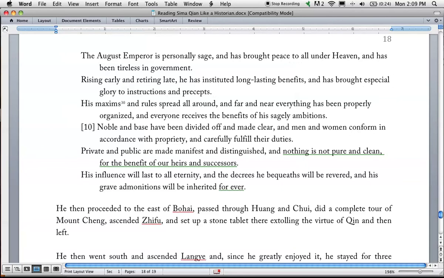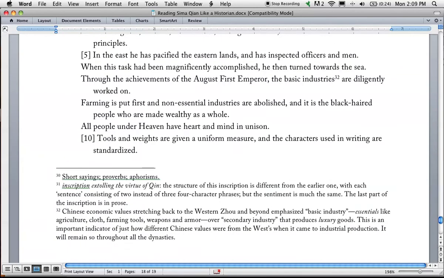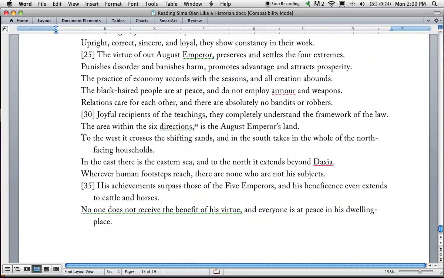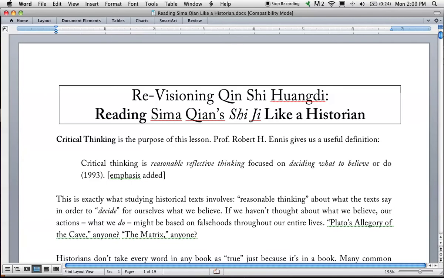So the poem-like stuff is him telling the gods what he has done. And that's the last thing that you're going to read. And you're going to say, well, all right, so what sense do I make of this Sima Qian book? All right, so that's your packet.